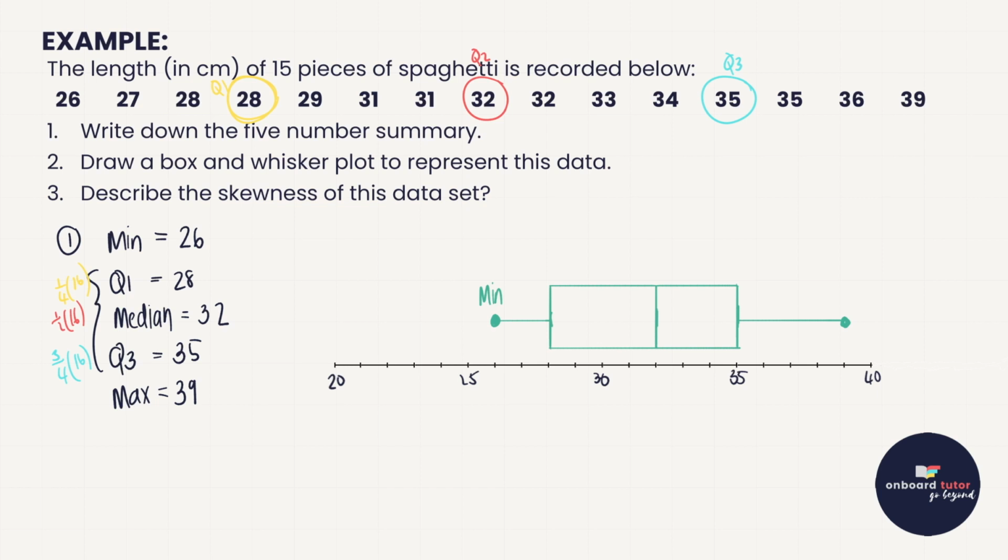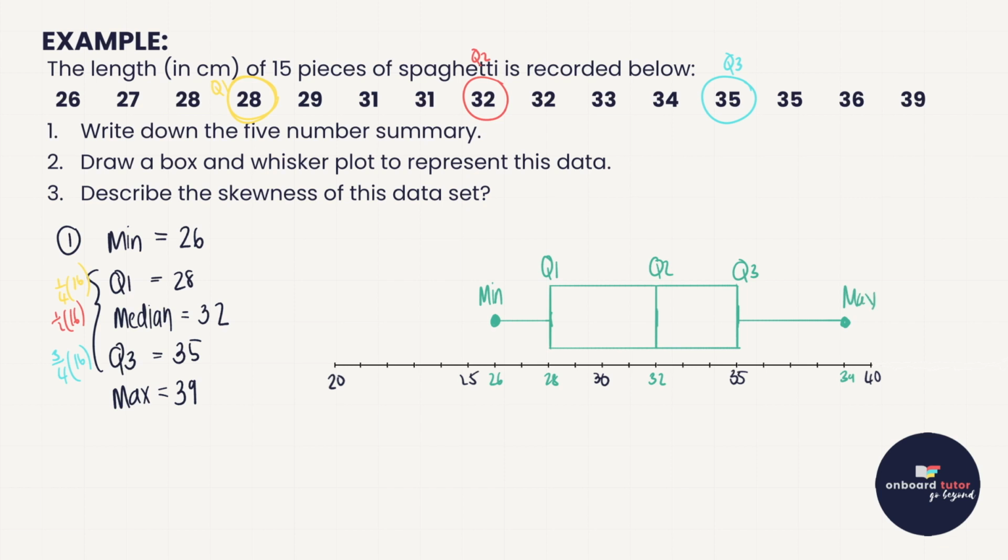So our minimum value there was 26. Quartile 1 was here at 28. Our median, quartile 2, was at 32. Quartile 3 was at 35, which is already measured there. And then 39 was the maximum score there.